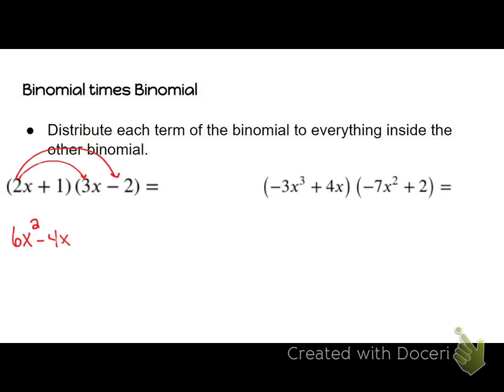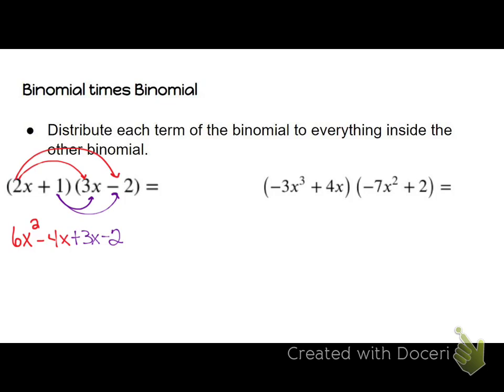Now it's time, what else do I have to distribute? The 1. So I'm going to take the 1, and I'm going to distribute it to each term inside the binomial. So what's 1 times 3x? 3x. Plus a positive 3x, right? And then I take a positive 1 times a negative 2 and get negative 2. I don't see an x in there anywhere, do you? Negative 2.